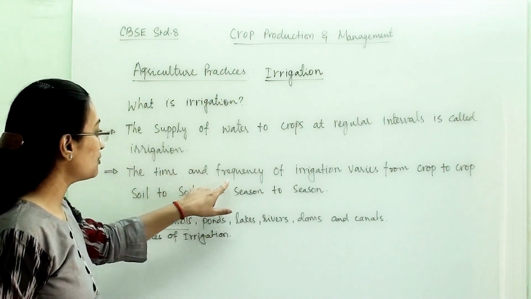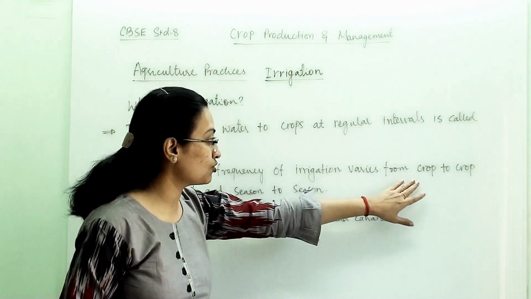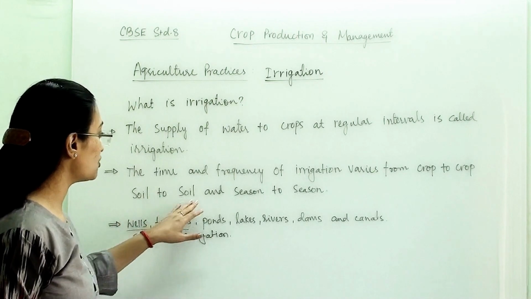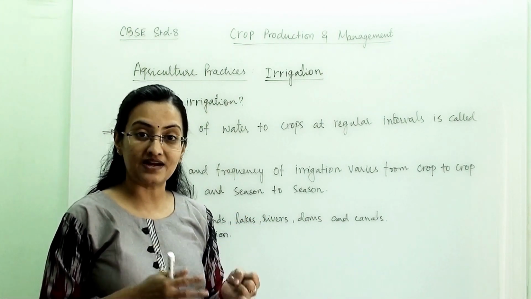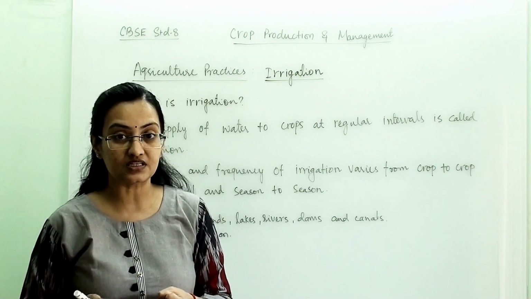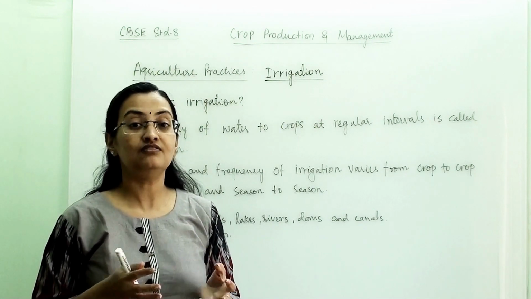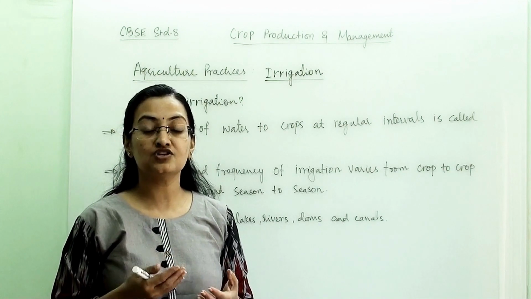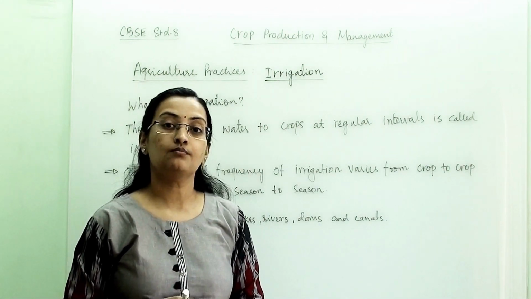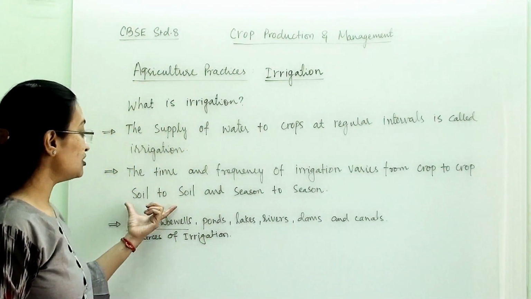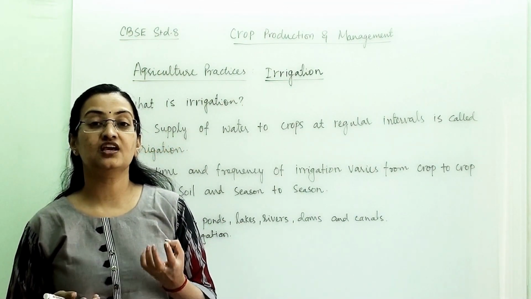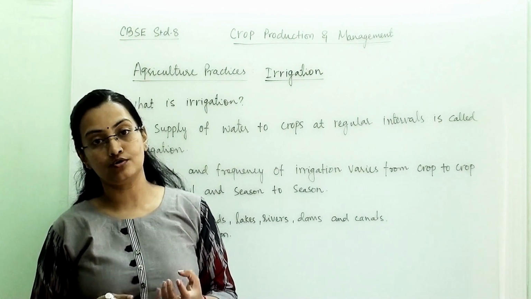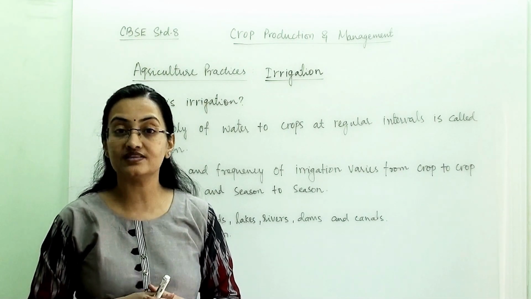The time and frequency of irrigation varies from crop to crop, soil to soil and season to season. It depends on the crop, like whether it's a paddy field or a wheat crop, as the water level will vary. Paddy fields require much more water compared to wheat. Then soil to soil: some soils have a texture in which they can retain moisture for a longer period of time, so their need for water is less.